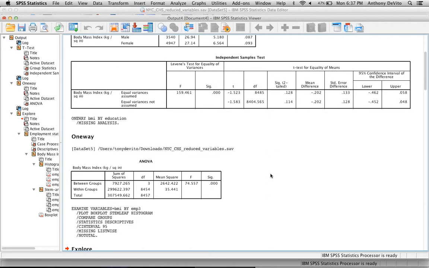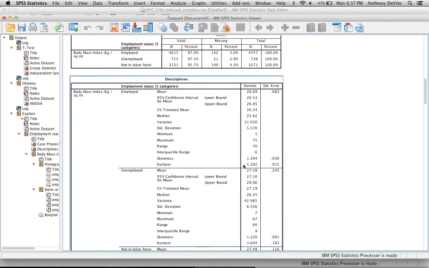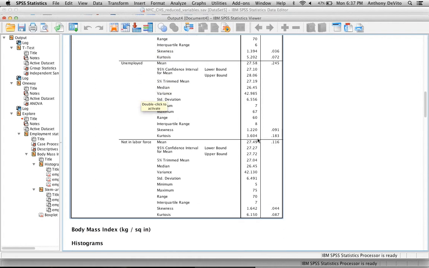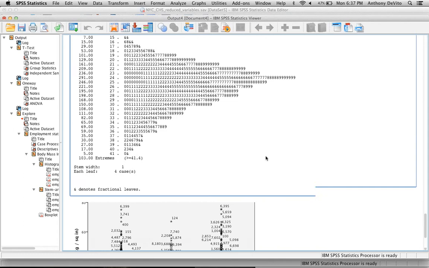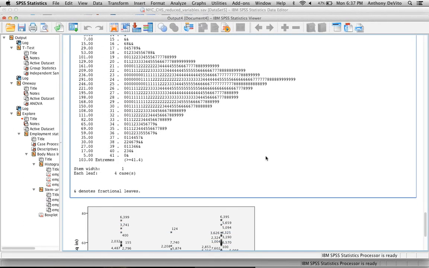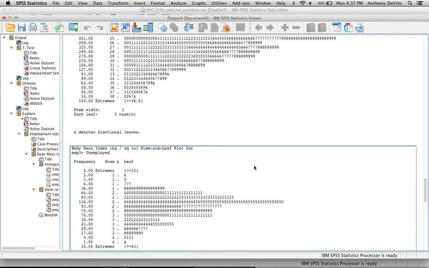It's going to break up BMI into 4 groups by employment status. Okay, and let's see. If you're employed, your average BMI is 26.67. If you're unemployed, your average BMI is 27.58, almost a full point up. If you're not in the labor force, it's 27.49. So now, I didn't mean to do that, right? I meant to do educational status. By the way, the histogram kind of suggests that it is a normal distribution. Our bar charts are printed out first.